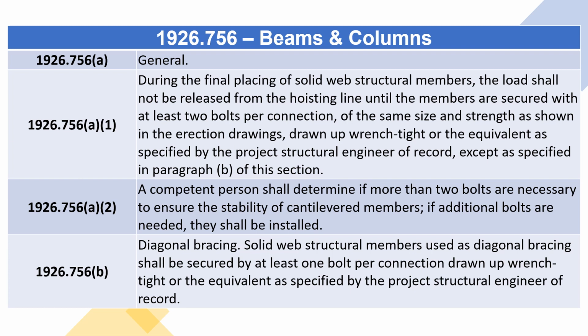1926.756 A2. A competent person shall determine if more than 2 bolts are necessary to ensure the stability of cantilevered members. If additional bolts are needed, they shall be installed. 1926.756 B. Diagonal bracing. Solid web structural members used as diagonal bracing shall be secured by at least 1 bolt per connection drawn up wrench tight or the equivalent as specified by the project structural engineer of record.